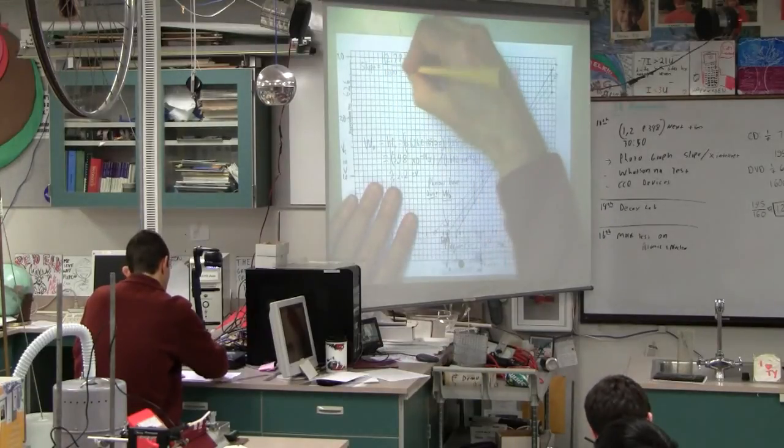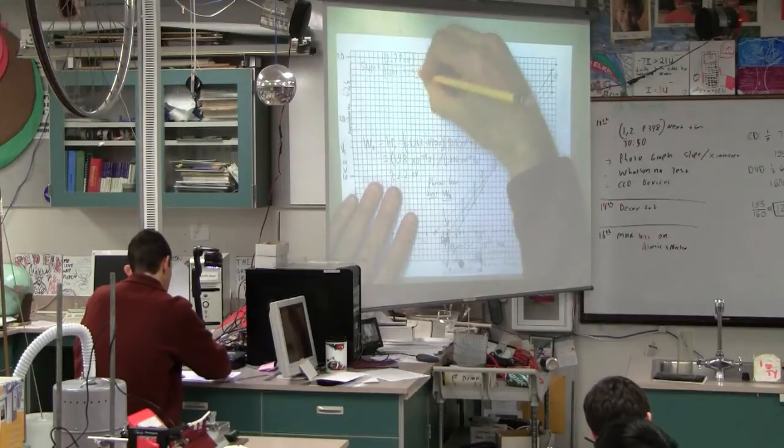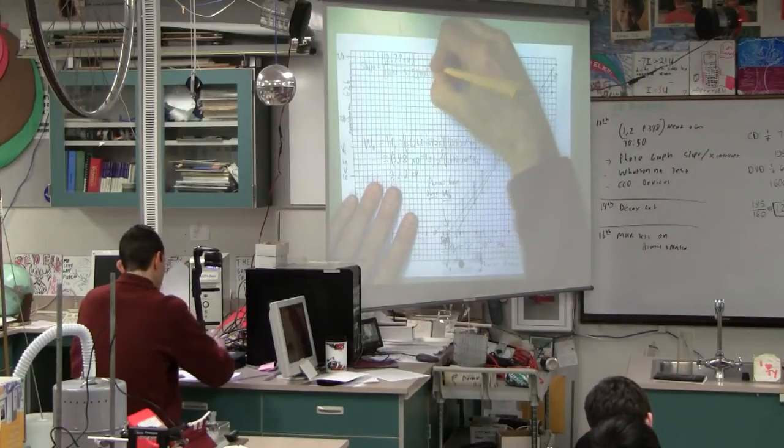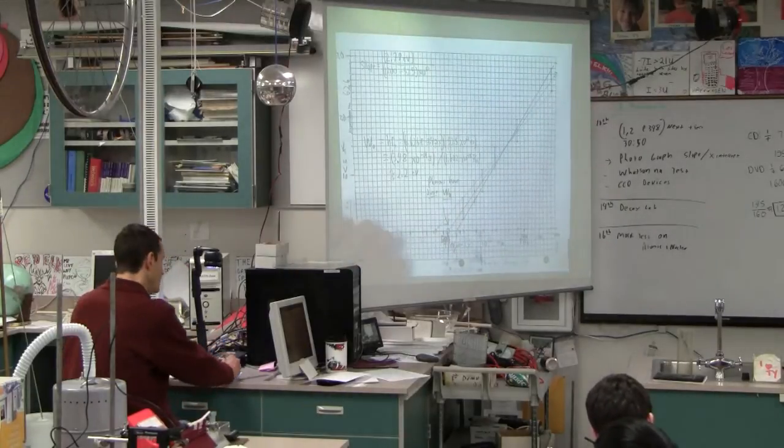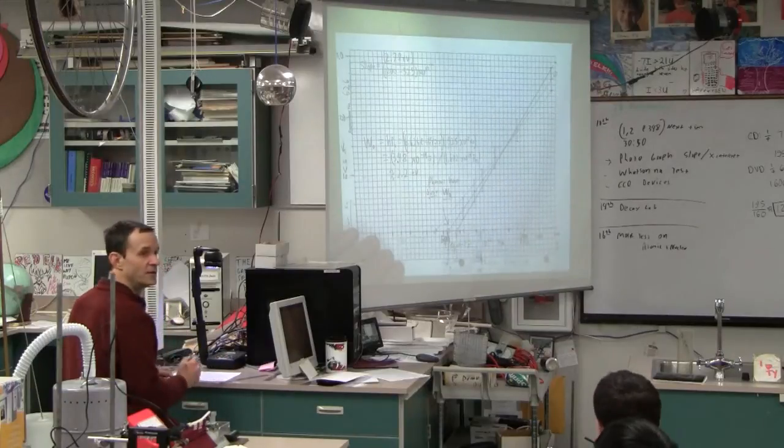So again, this is times 10 to the 12th. Don't forget that. That's kind of important. When you do this, read the very ends of the lines. Don't use the first and last points. They'll ding you for that.